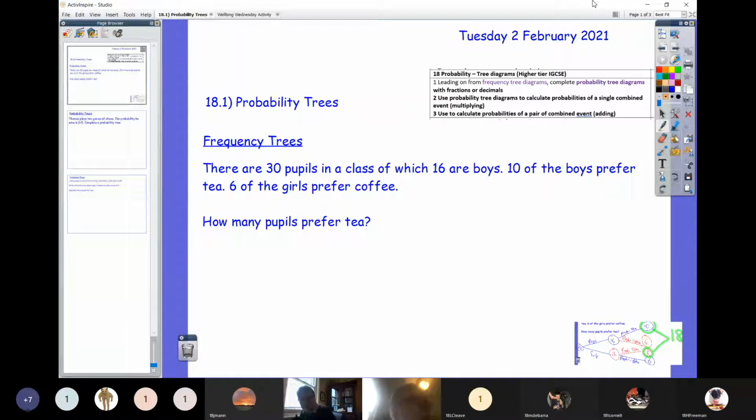So what we did last time was a frequency tree. I'm just going to quickly remind you what we did last year. Say there were 30 pupils in a class, of which 16 are boys. So we'd say 16 boys. I know there's a lag, but it'll come through in a minute. If there are 16 boys and 30 in total, then how many girls must there be? There must be 14 girls.